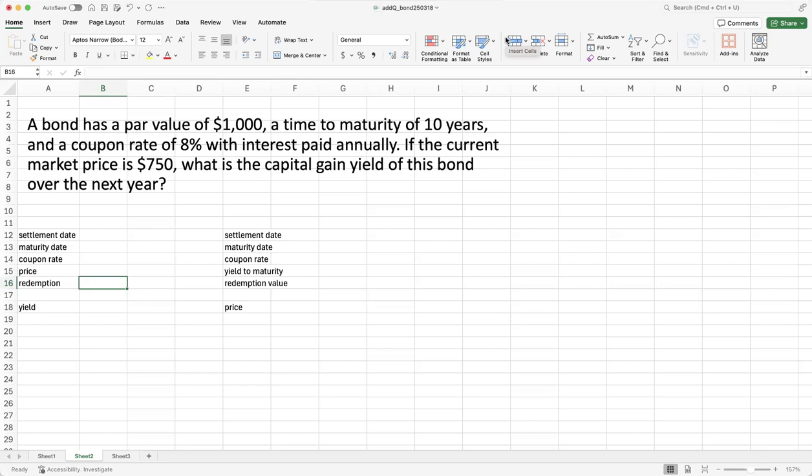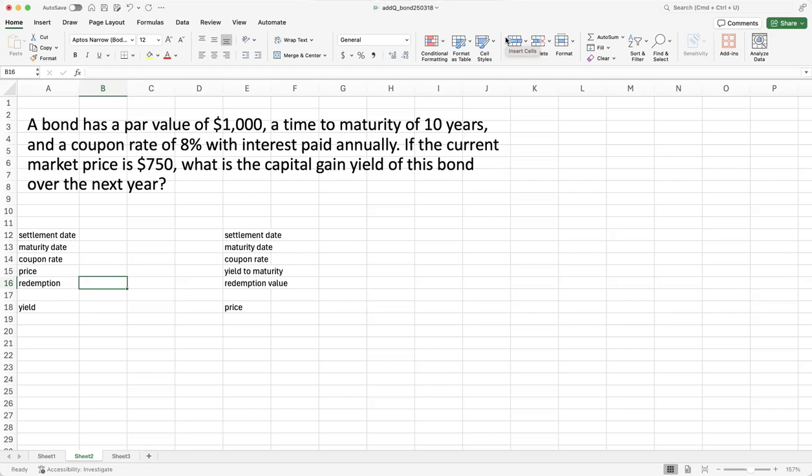The capital gain yield of a bond equals the rate of return you get from capital gains. In other words, price appreciation. In the context of the bond, that also equals the holding period return of the bond minus the return you get from the coupon component.